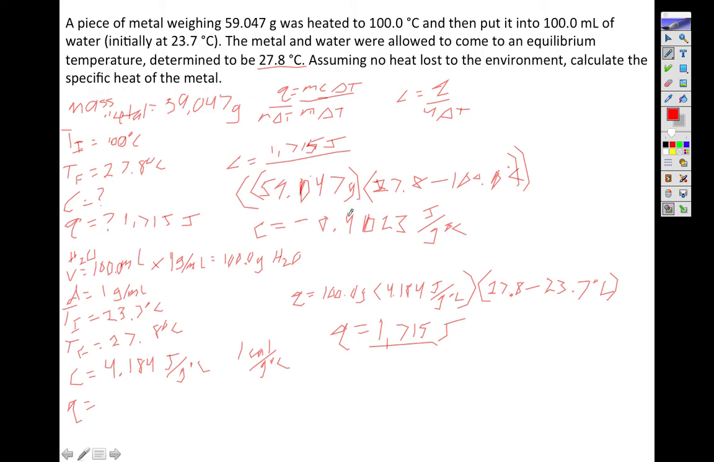Okay, but what I forgot to do is this: the water gained energy. Water gained 1,715, which means my metal had to lose this, so Q should have been negative here, which would have made this negative, which would make this a positive 0.4023 joules per gram degree Celsius. And so there is my calculation for the specific heat of the metal. From there, we could identify it if we had a chart with given specific heats, and figure out what metal we're working with.